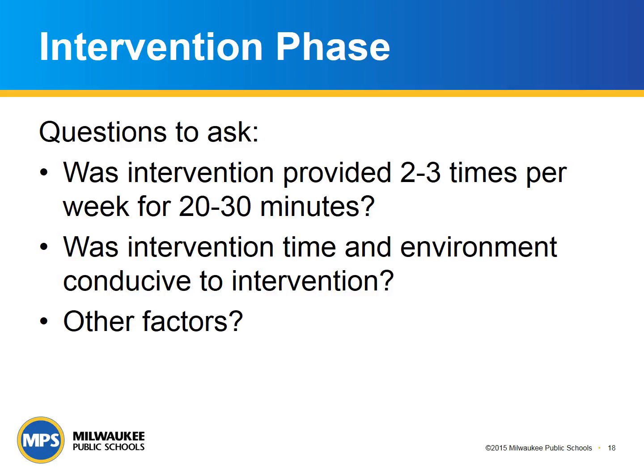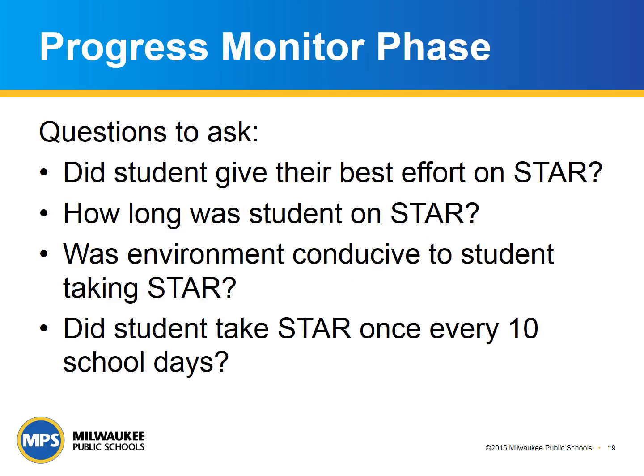Intervention. Was intervention provided 2 to 3 times per week for 20 to 30 minutes? Was intervention time and environment conducive to the intervention? Were there other factors in play? In the progress monitoring phase, some questions to consider are, did the student give their best effort on STAR? How long was the student on STAR? Was the environment conducive to student taking STAR? Did the student take STAR once every 10 school days?